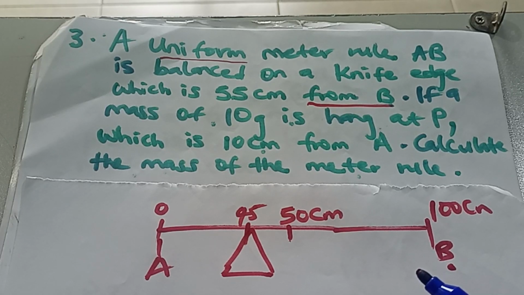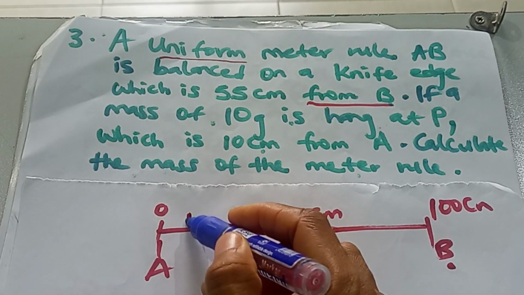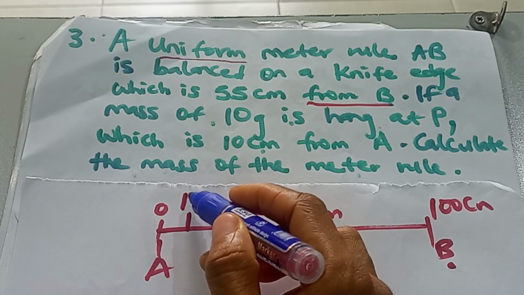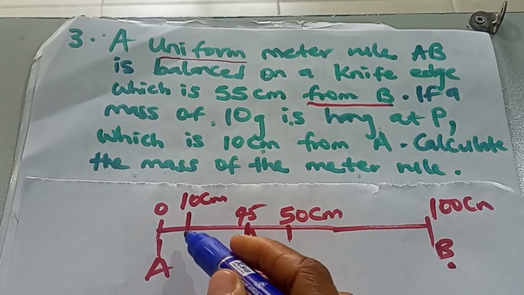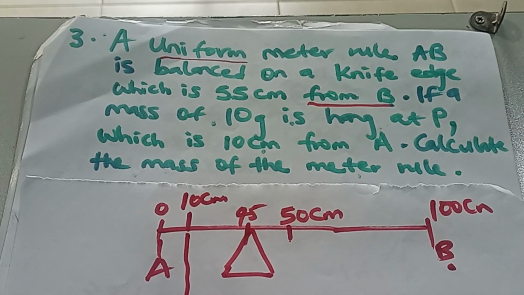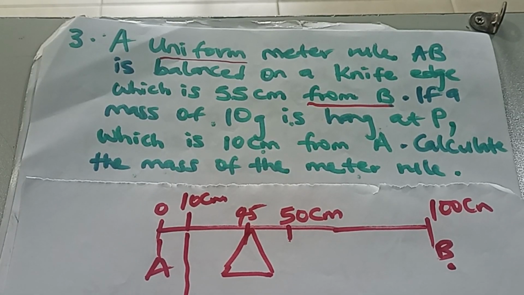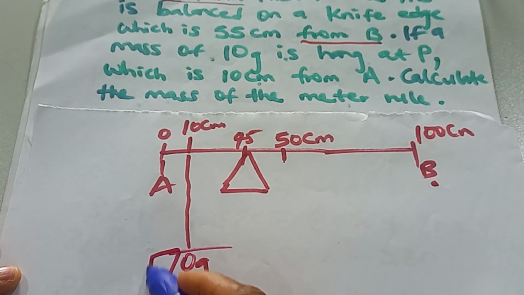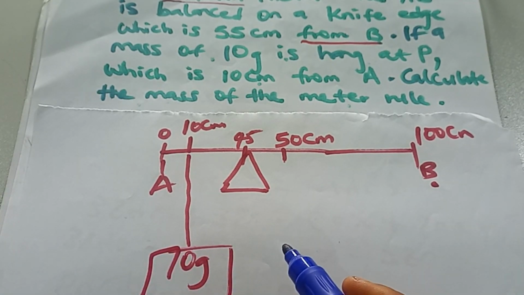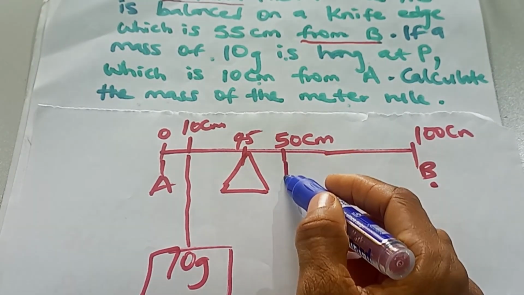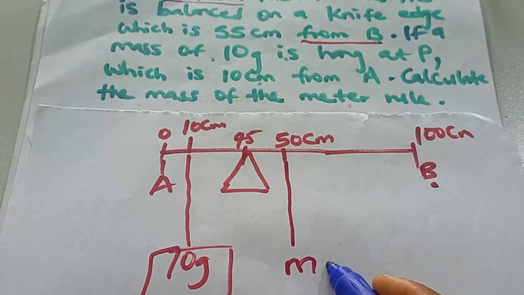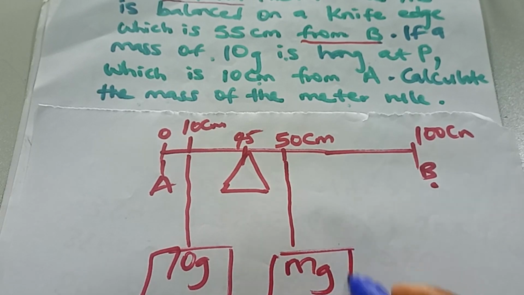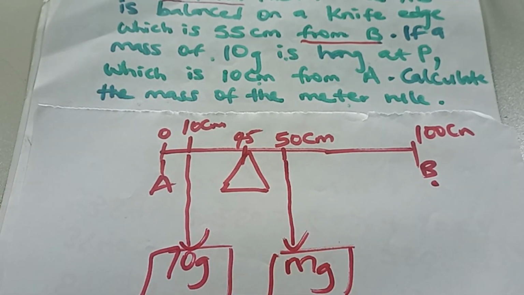Okay, if a mass of 10 grams is hung at P, which is 10 cm, let's get here. This is our P, which is 10 cm. And what's the value of the mass? A 10 gram mass. We have a 10 gram mass there, at 10 cm from A. Calculate the mass of the meter rule. Remember that the mass must be at the center. So it's this mass that we are looking for.